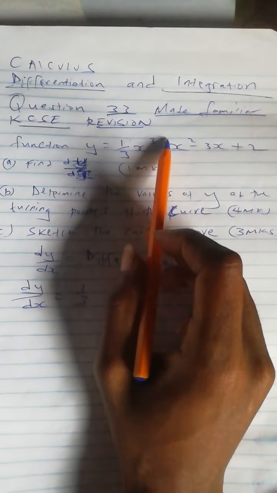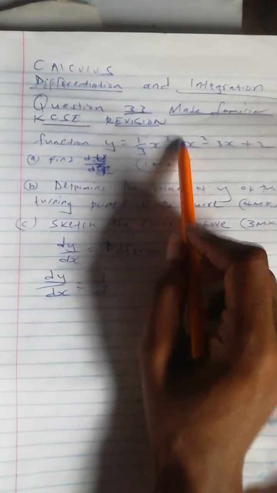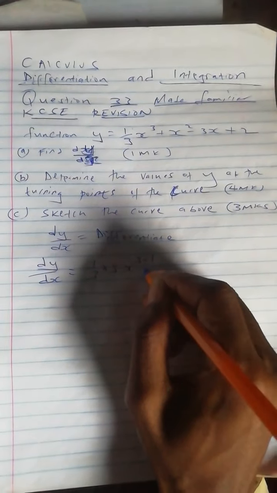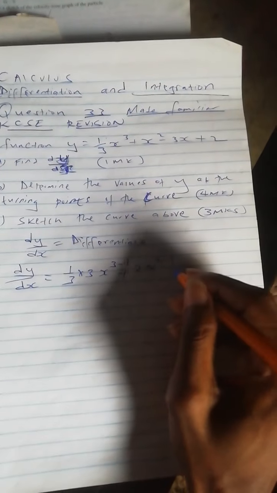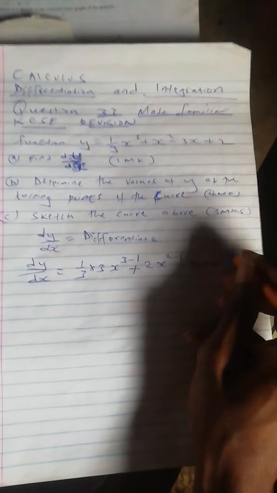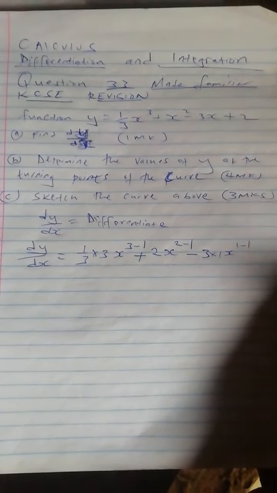So itakuwa 1 over 3. Tulisema kawaida when you are differentiating, the power inakujanga hapa mbele, ama you multiply with the coefficient, and then you reduce the power. So 1 over 3 times 3, and then x power 3 minus 1, and then plus 2x power 2 minus 1, minus 3 times 1 x power 1 minus 1. So 2 does not have any unknown, therefore we are not going to differentiate. We don't differentiate a constant.